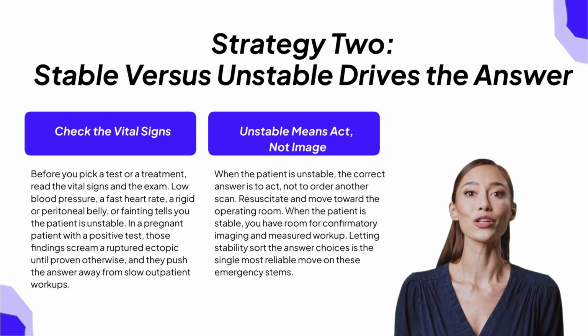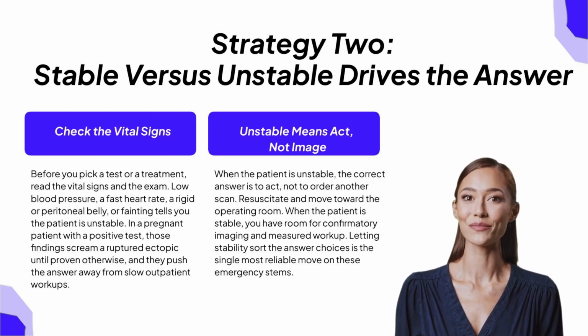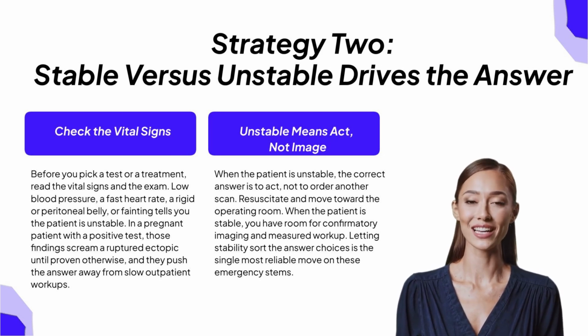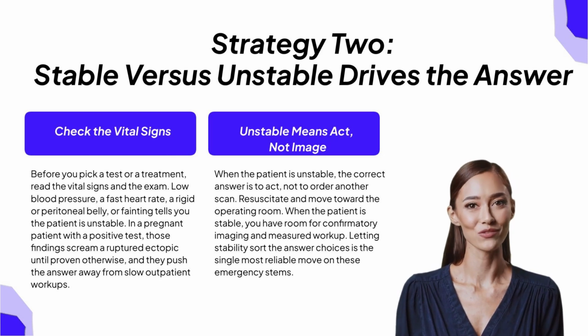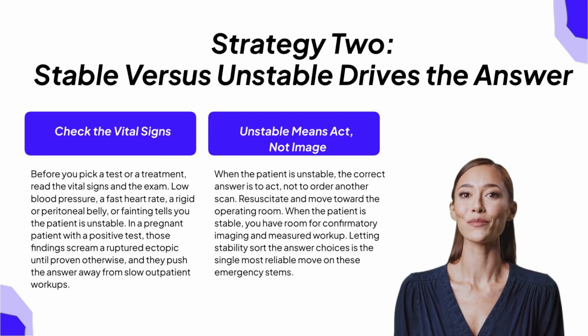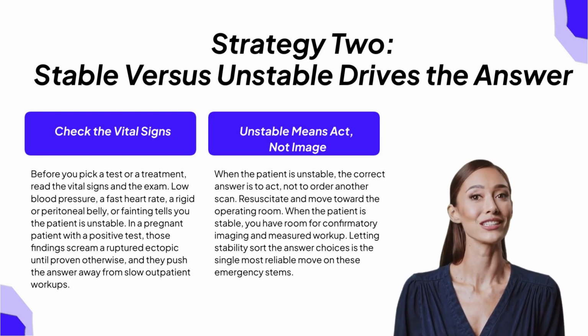Here is the rule that follows. When the patient is unstable, the correct answer is to act. Resuscitate with fluids and blood and move toward the operating room. Do not pick the answer that orders one more scan on a crashing patient. When the patient is stable, you have time, and confirmatory imaging or a measured workup becomes the right next step. If you do nothing else on these questions, sort the choices by whether the patient is stable or unstable, and the safe answer usually reveals itself.